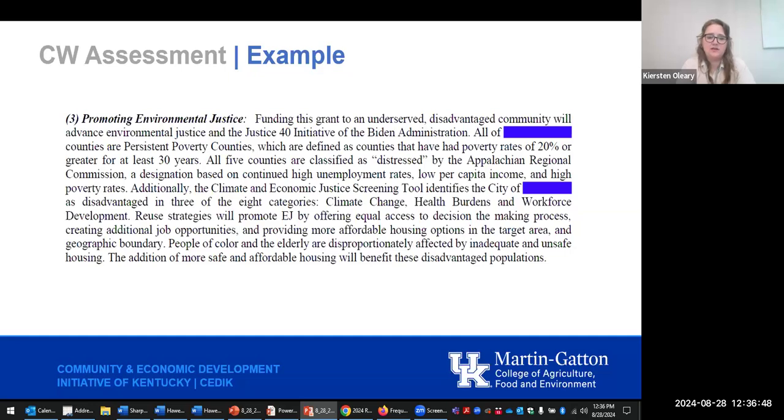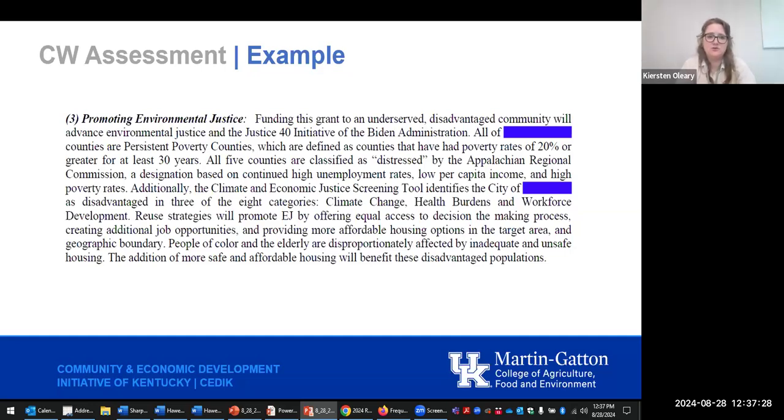I do want to point out that they are referencing the Justice40 initiative. It's saying that funding this grant to this underserved, disadvantaged community will advance environmental justice and the Justice40 initiative. They're saying all of these counties in this application are persistent poverty counties, which are defined as counties that have poverty rates of 20% or greater for at least 30 years. That is an impactful statement right off the bat, painting the picture for me. All 5 counties are classified as distressed by the Appalachian Regional Commission.